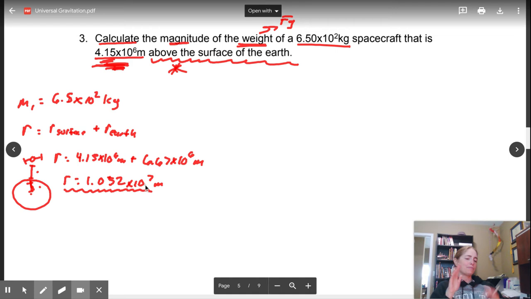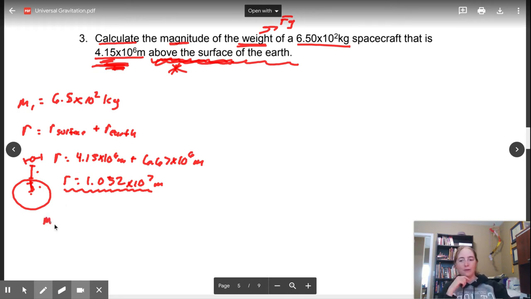Please watch for that. Make sure you add those numbers together. Besides forgetting to square the radius, that's the most common mistake I see. This and then forgetting to square. I've seen where just this is used. I've seen where just this is used. Don't do that. Read the question carefully. Look for that phrase, above the surface of the Earth. Cool beans?